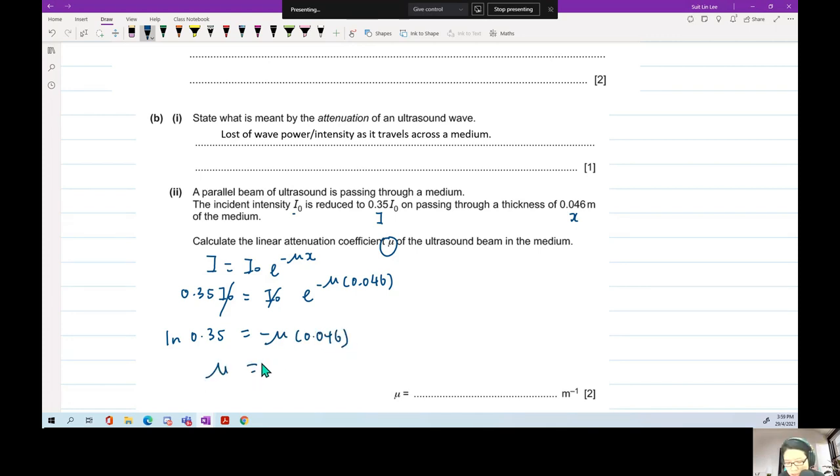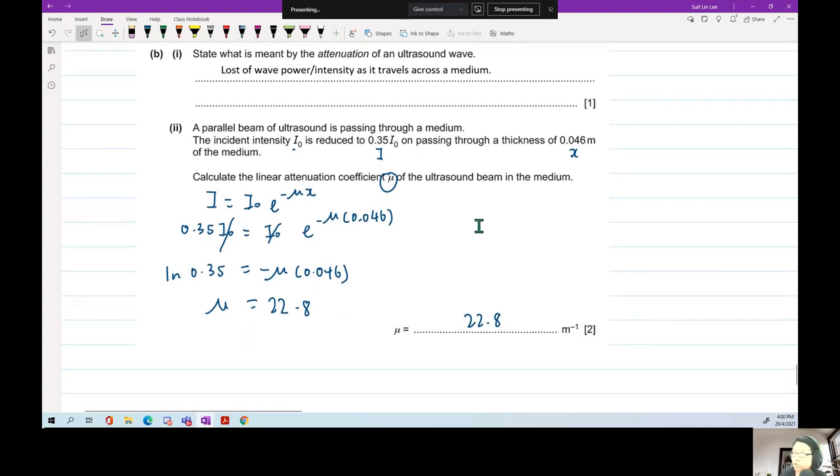Such a bonus question, guys. So it's not difficult if you know. In fact, I think these chapters are quite nice to do. Not complicated. You will get 22.8. I guess you can put 23, but I'll just put 22.8. So this is a straightforward application of the attenuation question.